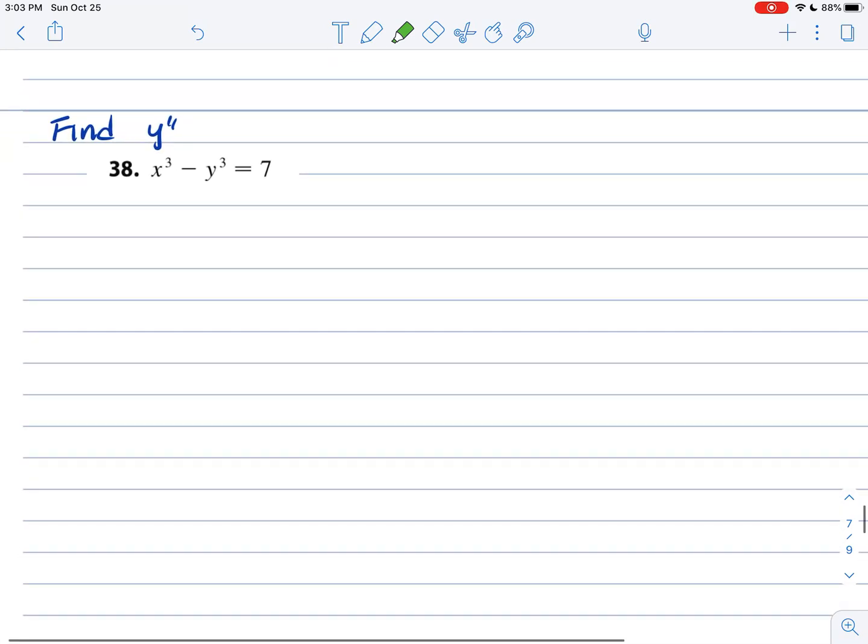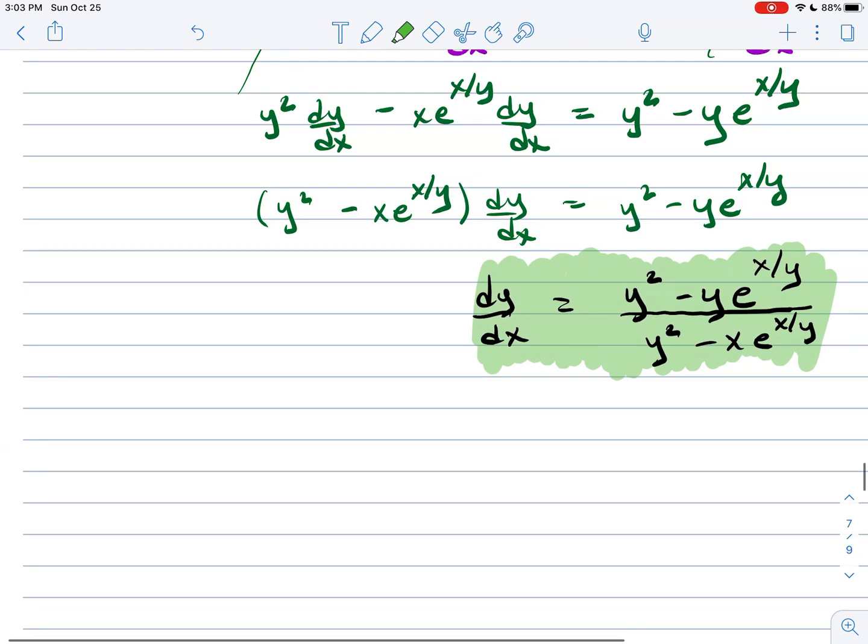Okay, so how would we find the second derivative? Obviously we're going to first find dy/dx, and then when we take the second, it's going to be in terms of x and y, just like what we have up here. And so if we were to take the second derivative, it would still be an implicit expression. Every time you see a y term, you use the chain rule. Every time you see an x term, you take derivatives normally.